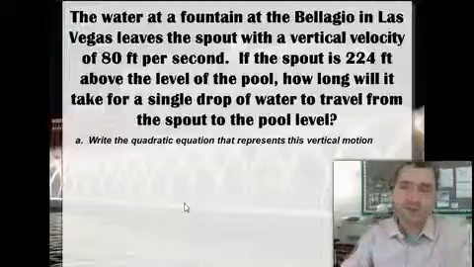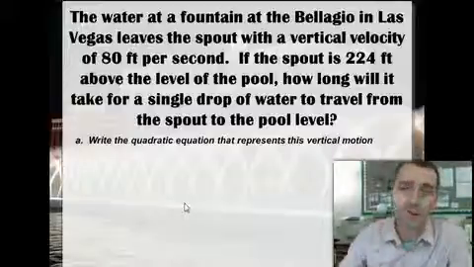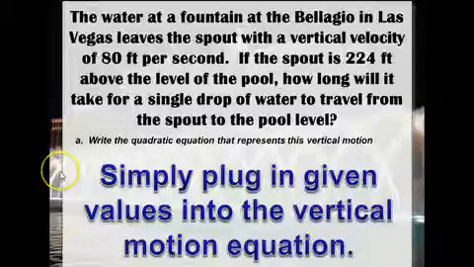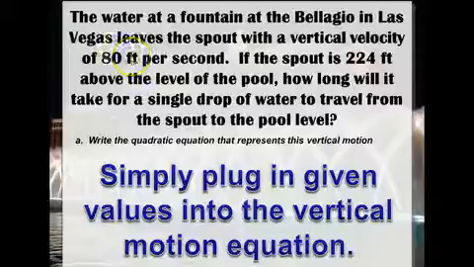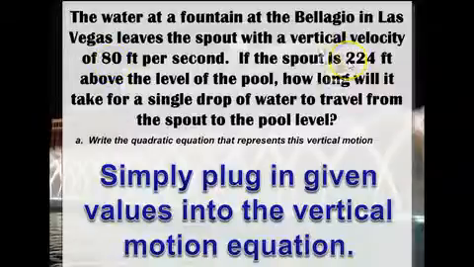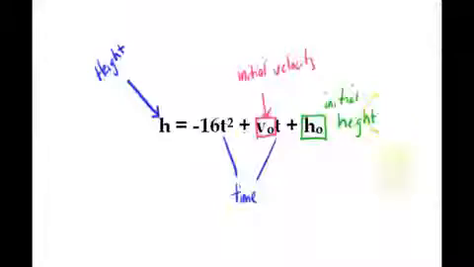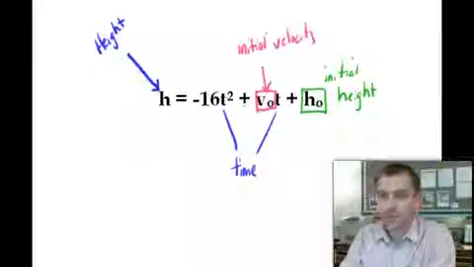To find the answer to the first one, write the quadratic equation that represents this vertical motion. It's this simple. You simply plug in the given values into the vertical motion equation. You're given the initial velocity, the vertical velocity, right there. And you're given the actual spout is 224 feet above the actual level of the pool. There it is. So all you have to do is plug that in. So let's go do it. So let me pull this down here a second so we can do it.